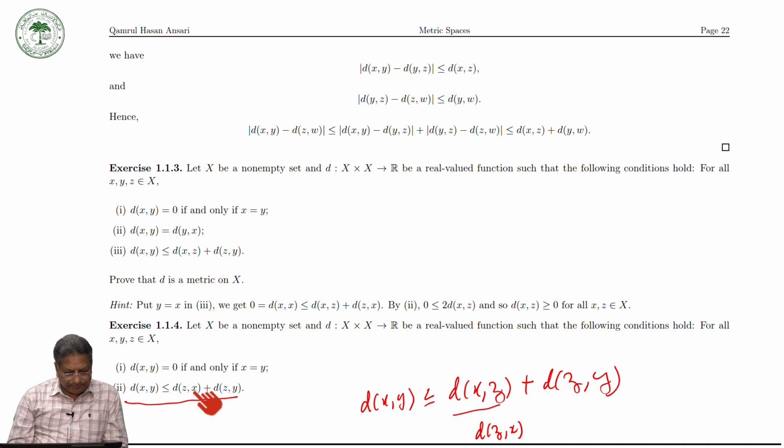Let us take z is equal to x. Then you will not get anything. So you take z is equal to y. Take z is equal to y. Then you will get dxy is less than or equal to dyx.